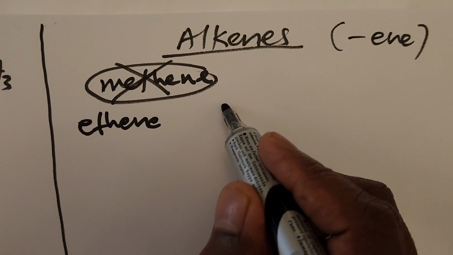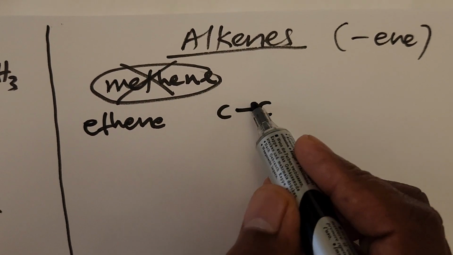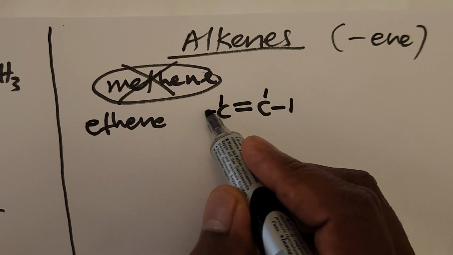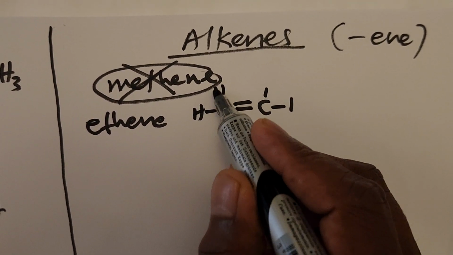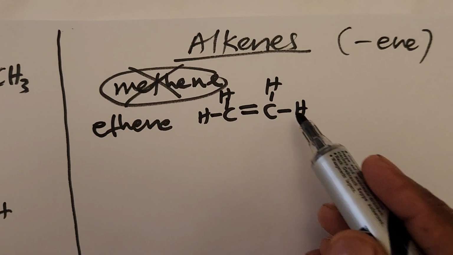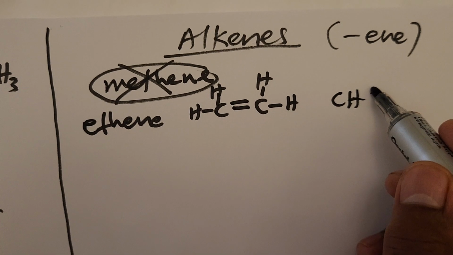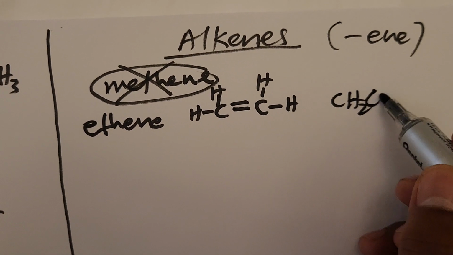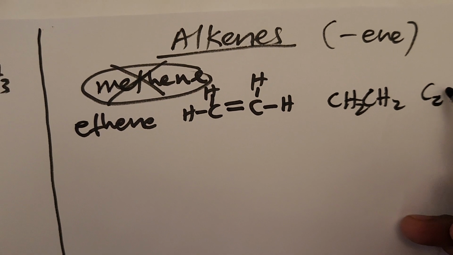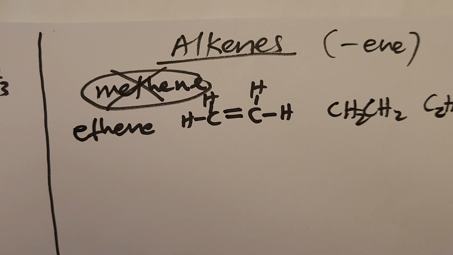Ethene. So eth will have 2 carbon atoms. The "ene", there's a double bond, and then the remaining bonds will be for hydrogen. Remember, an alkene is still a hydrocarbon. The condensed formula will be now CH2 CH2, and the molecular formula becomes C2H4. I hope you can see that.